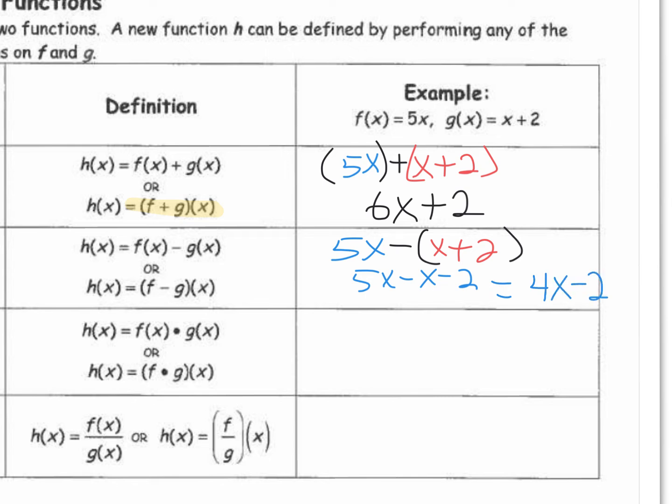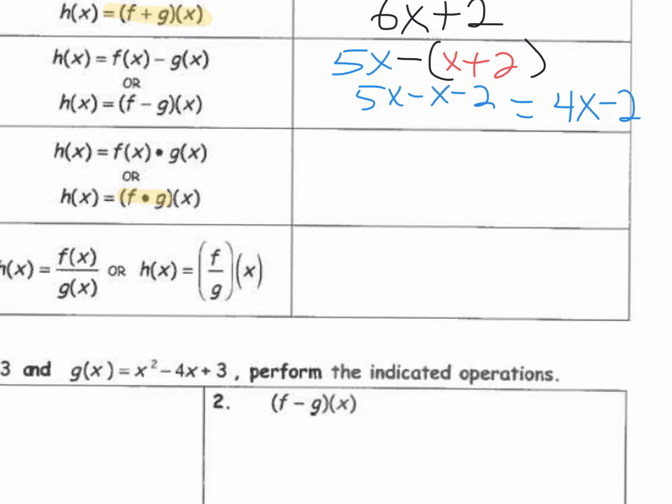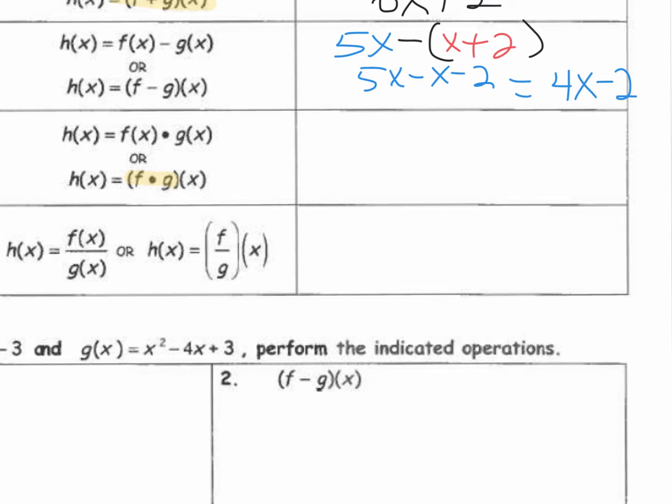4x minus 2. All right, let's take a look at the multiplication. So this is our f of g, or not f of g, but f times g of x, okay? And let's go ahead and work that one out. I'm gonna zoom my screen in and move it up a little bit. So we have the same functions for all of these examples. We're using 5x, but we're multiplying that times g of x, which is x plus 2. So we're just distributing the 5x to both of these terms.